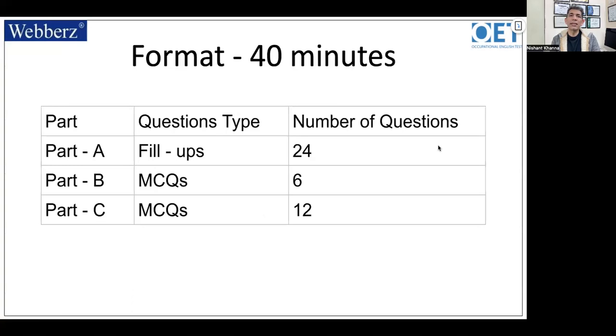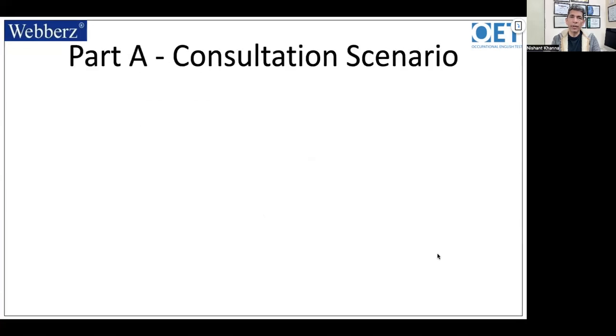Before we start, let's understand the format of listening. Listening is for 40 minutes. There are three parts called Part A, B, and C. Question types are fill-ups and multiple choice questions. The number of questions in Part A are 24, Part B is 6, and Part C is 12.